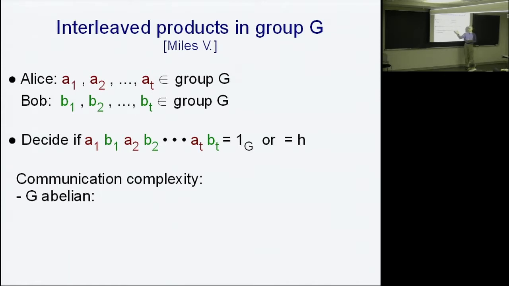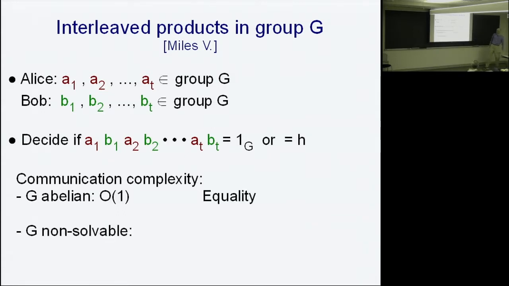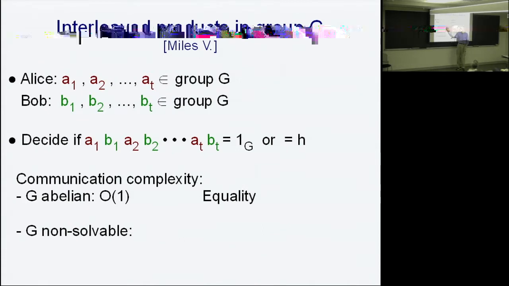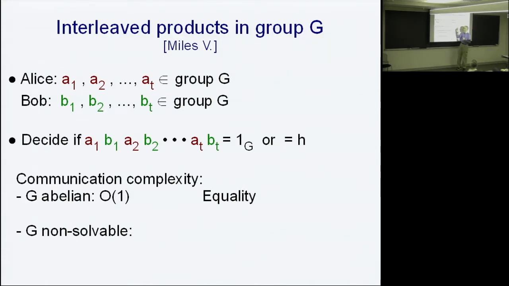They're going to exchange bits, so that is the communication complexity, and they also allow shared randomness. The communication is going to depend on the group. So if the group is abelian, how much communication do you need? It's constant for every abelian group. Because you can swap things around, you just need to check whether A times B is equal to one, and they can check that with the equality protocol. Alice just sends a constant number of bits, a hash of her element, and Bob checks if that corresponds to the inverse of his. Yes, randomized is fine, with shared randomness.